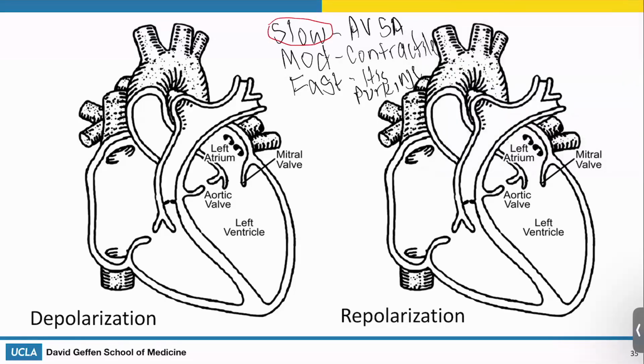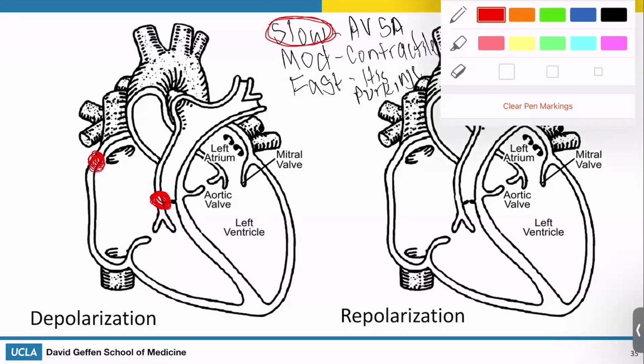So let's have our slow conducting cells be red. We'll say our SA node is over here, and our AV node I'm just drawing here. Okay, so we have SA and AV. Those are going to happen slow. But once they fire, they're going to send it out to the contractile cells, and it's going to move across the heart.